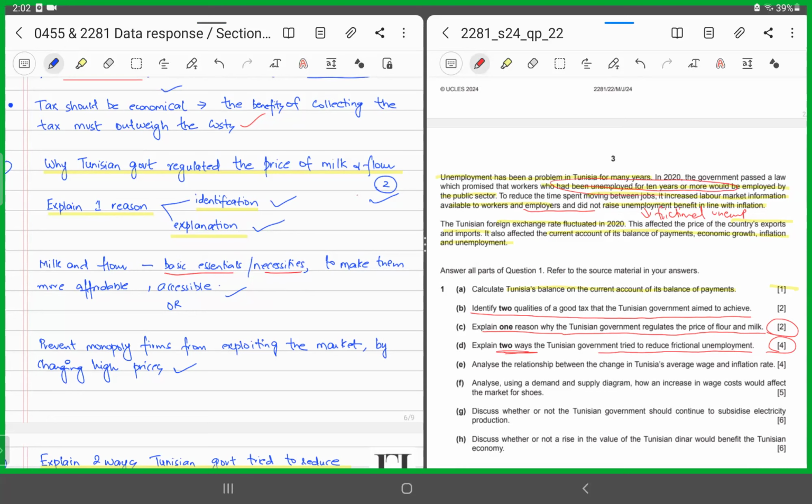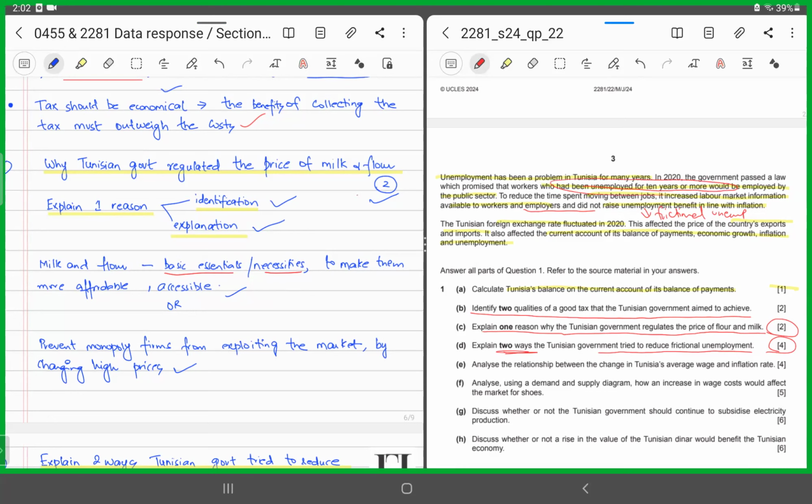If we are talking about frictional unemployment, first let's recall what frictional unemployment means. Frictional unemployment is temporary unemployment, right? Which arises from workers being in between jobs, right? Now, how would these 4 marks be distributed? 1 mark for identification of the first way. An explanation of that way would yield you 2 marks. And the 3rd mark would be awarded for identification of the second way. And the final 4th mark for explanation of that second way.